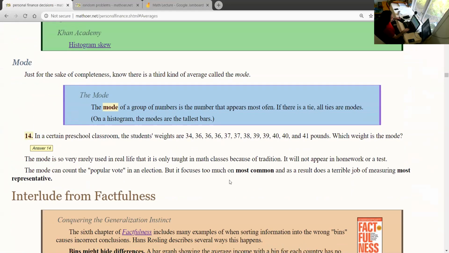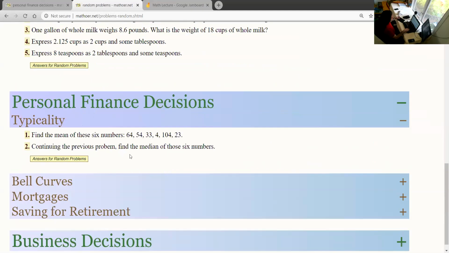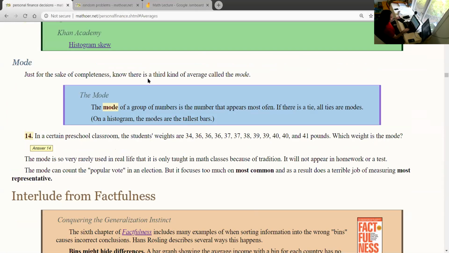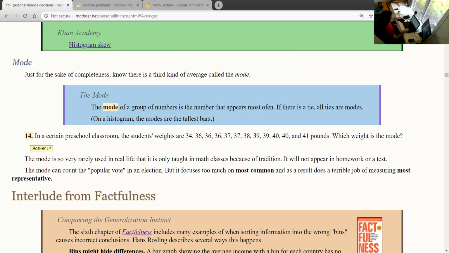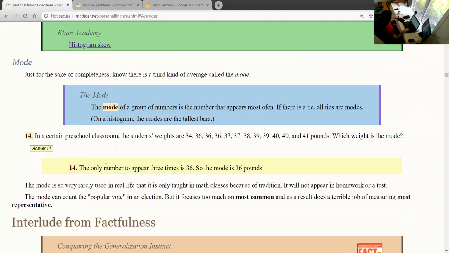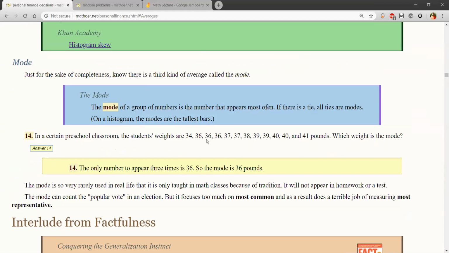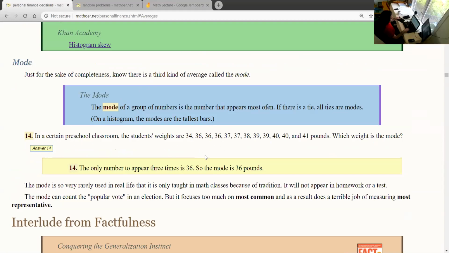The last one I want to mention is the mode. If you look in the random problems, there's no mode. We never use the mode. The mode is just there. It's traditional when I teach you mean and median to teach you the mode, but it's not really a math thing. The mode of a group of numbers is the one that appears most often. It's like we're voting. So you just look at the list and pick the one that appears most often. In this case, there are 36 because there's 3 36s. If it's a tie, all the ties are modes.